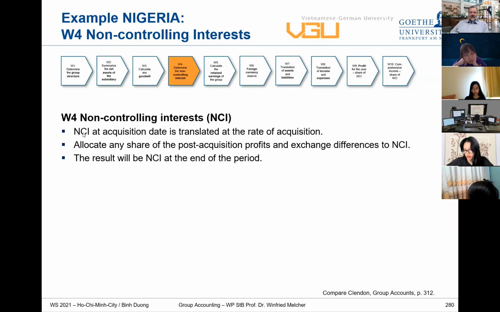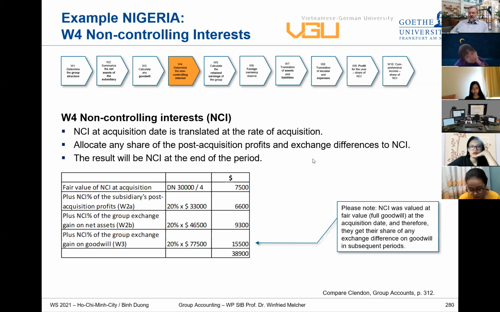So we will take the NCI at acquisition date, that is translated at the rate of acquisition, of course. And then we will allocate any share of post-acquisition profits and exchange difference to NCI. That will be translated at average rates. So the result will be NCI at the end of the period, but that will again be retranslated with a different rate. So again, we will have foreign exchange differences.